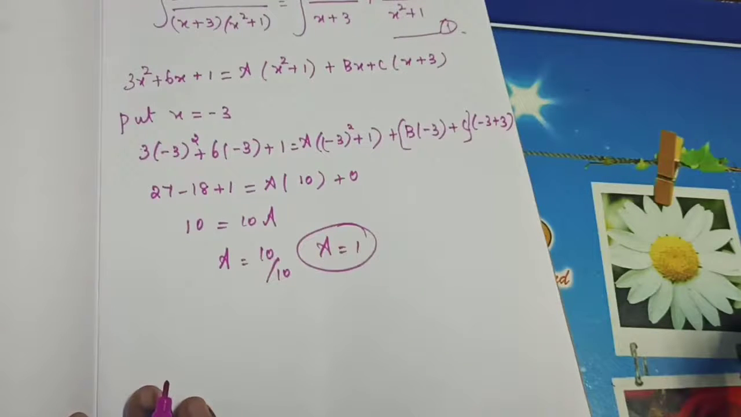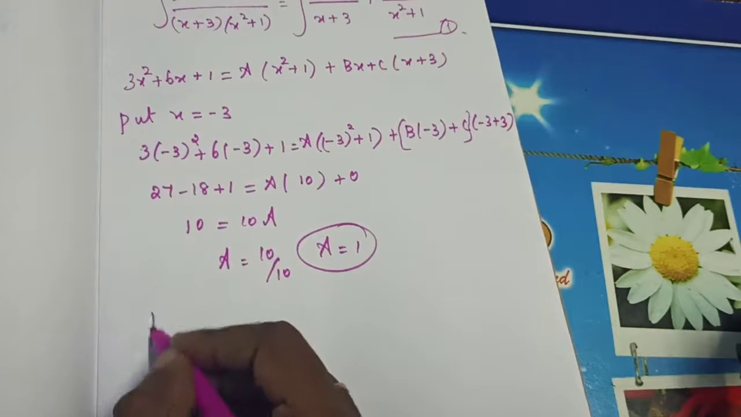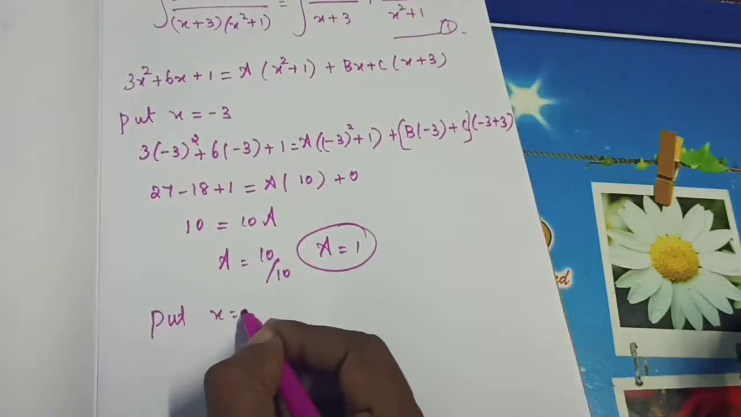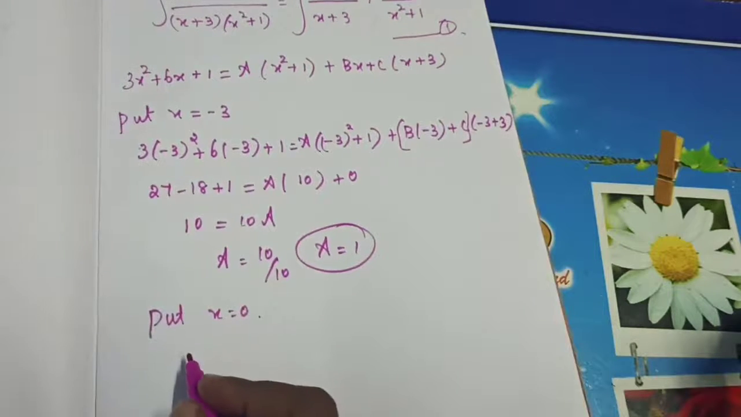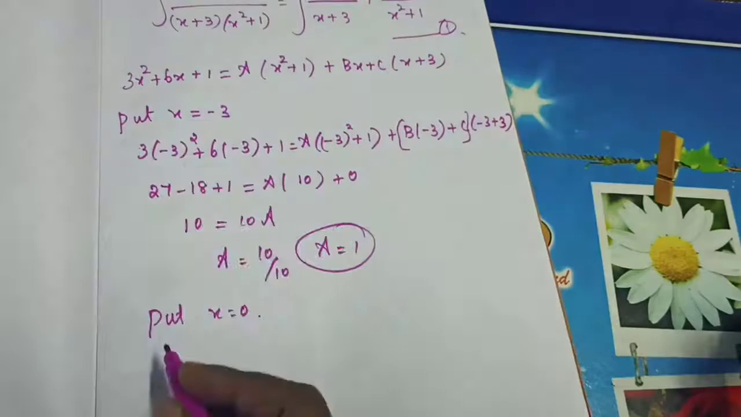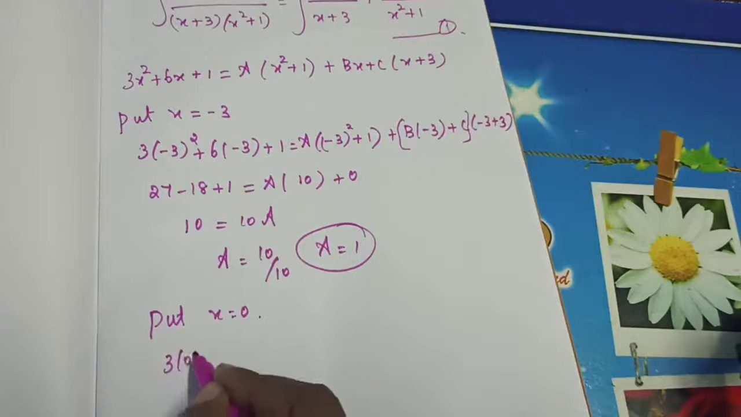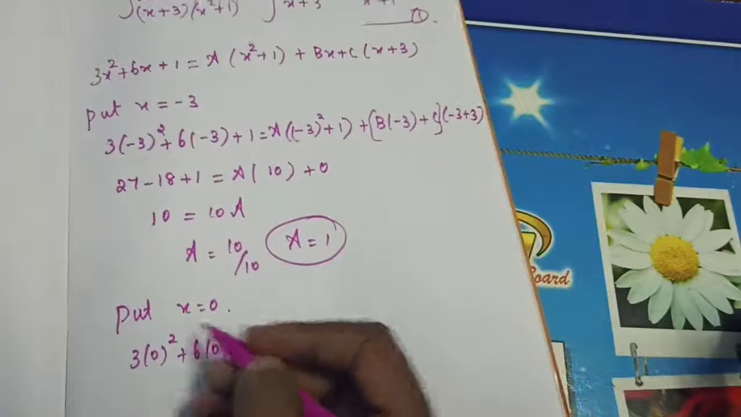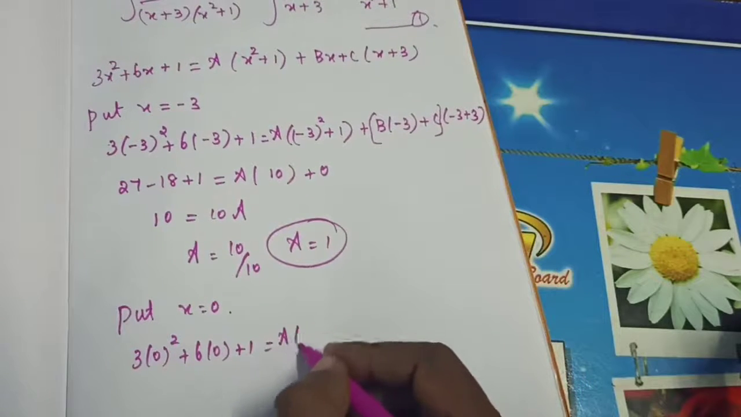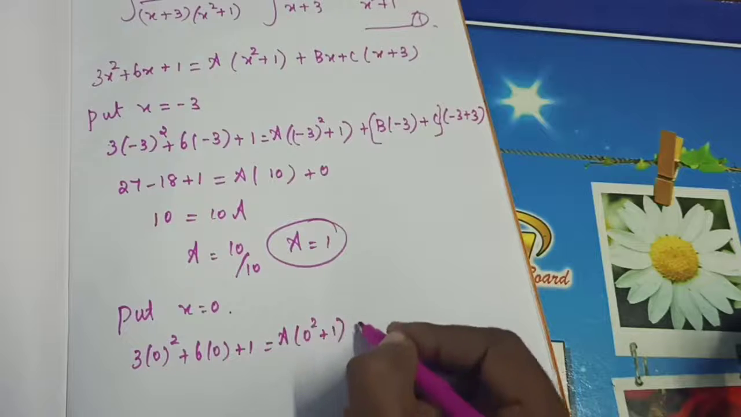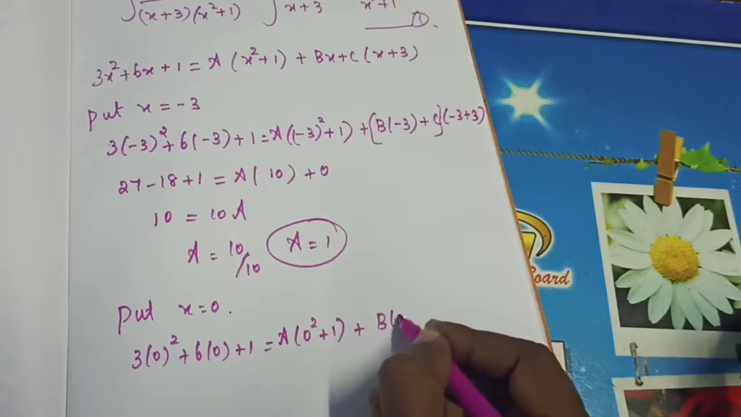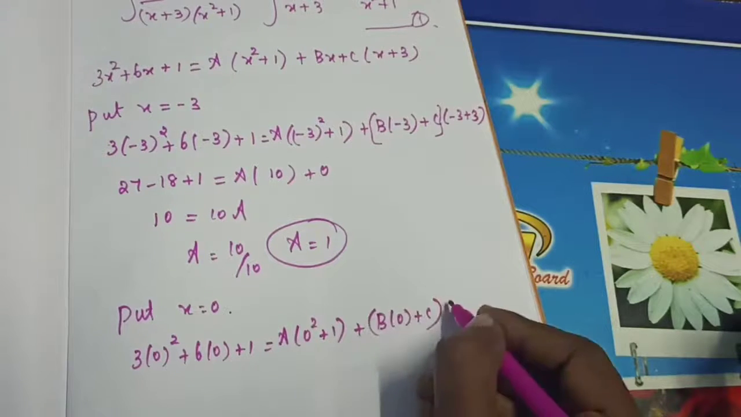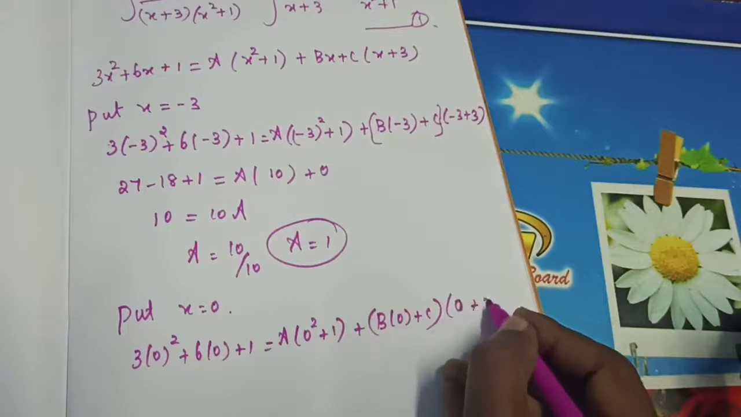Next, what will you do? You will find b and c. For that, I am going to substitute x equal to 0. Now substitute x equal to 0 here. What will happen? 3 into 0 square plus 6 into 0 plus 1 is equal to a into 0 square plus 1 plus b into 0 plus c into 0 plus 3.